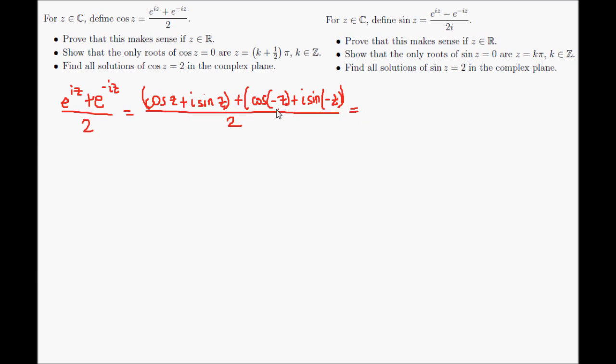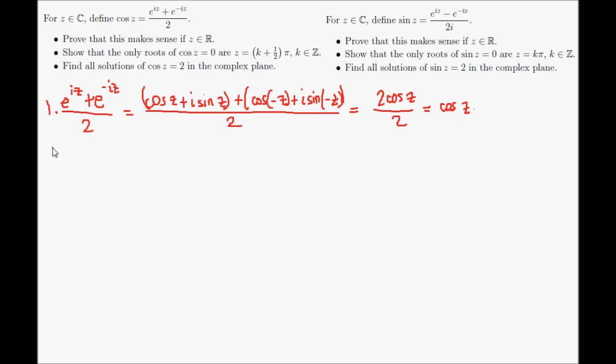And so let's see what happens. Cosine is even, so cosine of negative z is the same thing as cosine of z. So cosine of z plus cosine of z makes 2 cosine of z. Sine is odd, so sine of negative z is negative sine z. So these two sine terms cancel because the minus pops out. Divided by 2, which is therefore equal to cosine of z. So if z is a real number, then this works out, and so we'll just simply extend the definition if z is complex.